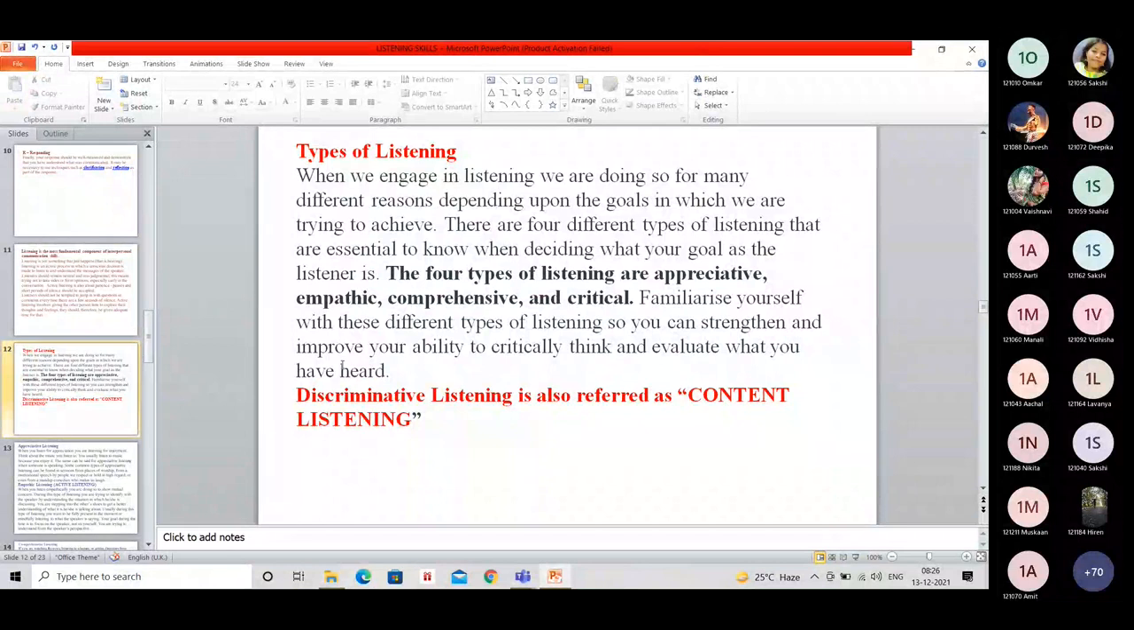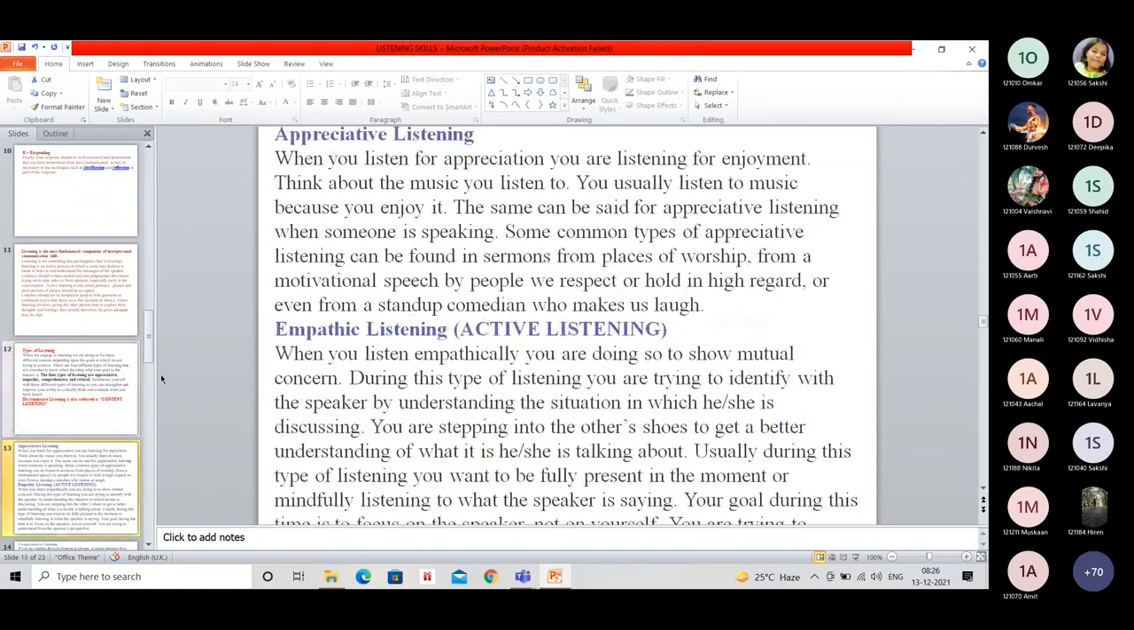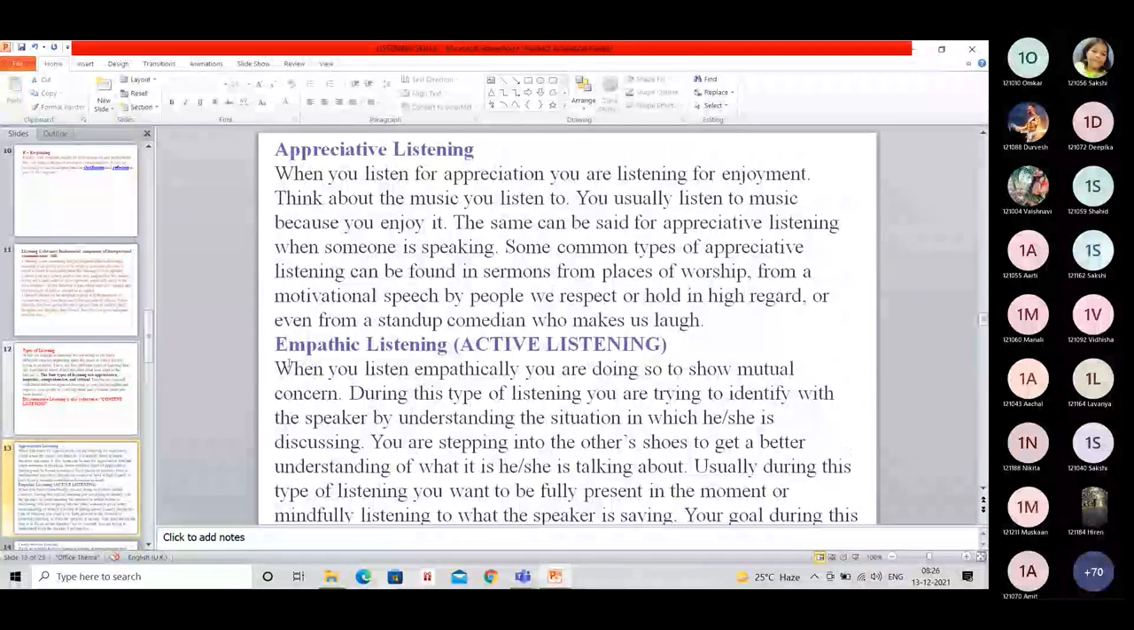So discriminative listening is also referred to as content listening. That means you are paying attention only to the content, to the material provided. Is that clear? Now let us discuss the four types of listening as per your syllabus.